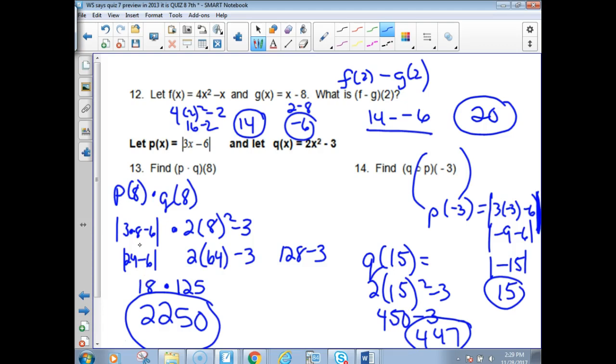Do you need me to do the math part there? Okay, so I plugged in 8. I got 24 minus 6, which is 18. The absolute value of 18 is 18. I plugged in 8 into the Q function. I had to do 2 times 8 squared minus 3. That's 2 times 64 because you have to do exponents before you do multiplication. That's 128 minus 3, which is 125. And then I did 18 times 125. Multiplied them after I found out what they were individually. You can't really multiply those two things because of the absolute value. Anything about 14?